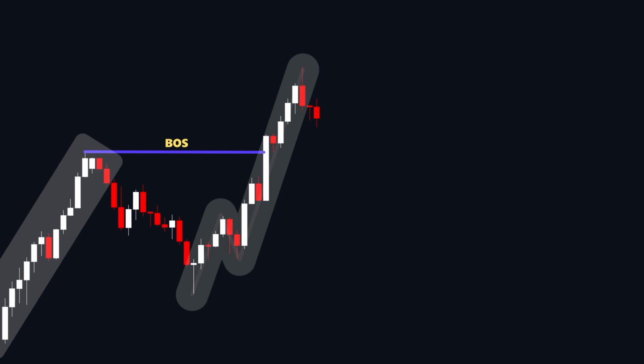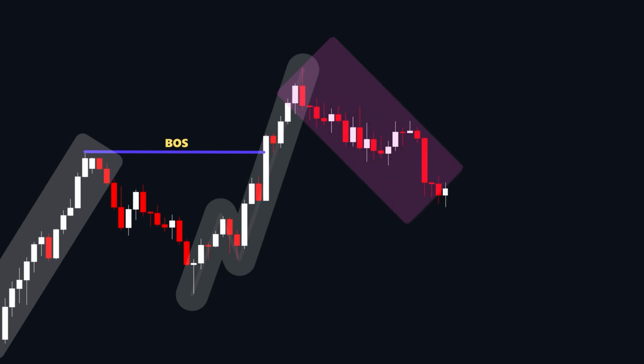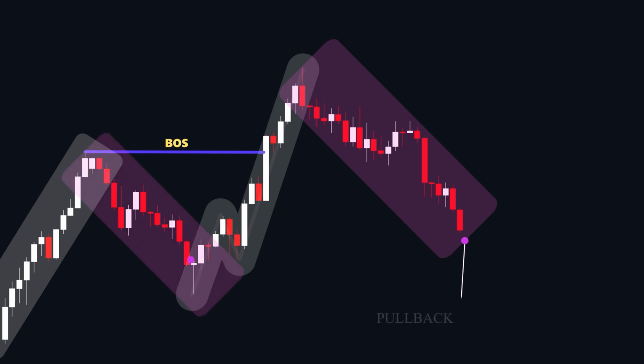Now, here's what usually happens after a strong move like this. After that big push, price starts to slow down. You'll see smaller candles, some red ones, and maybe price moves sideways a little. The candles don't look as clean anymore. There are wicks, and price isn't moving as far with each candle. That's the pullback. It's just the market taking a small break before the next move.